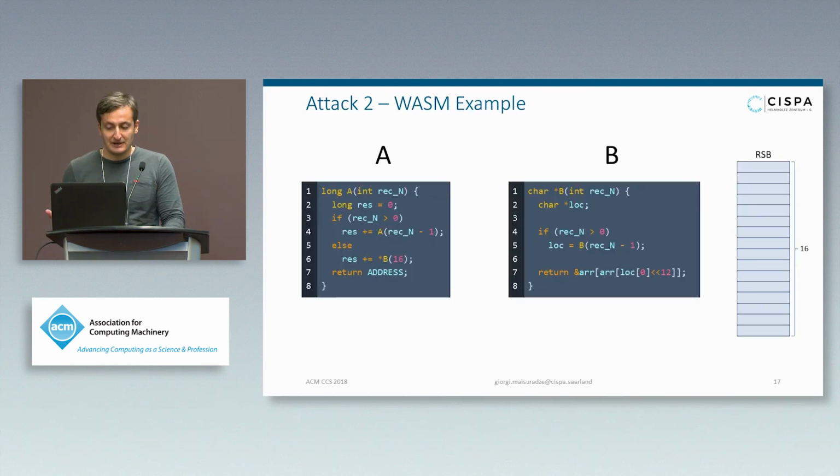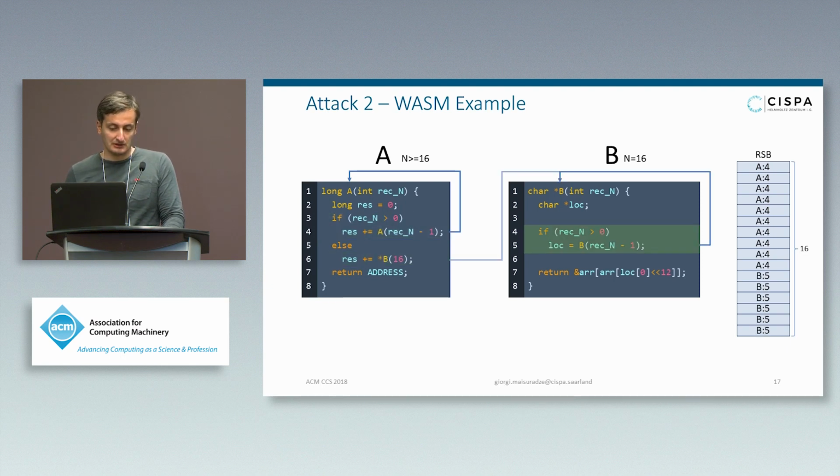So with this in mind, we created the following 2 functions in WebAssembly. We have function A and function B, and we use the previous technique to do the following execution. We call A recursively n times, then we switch to B, and also execute B recursively 16 times. Now here we use recursive call 16 times because the most common size of RSBs is 16 in modern CPUs.